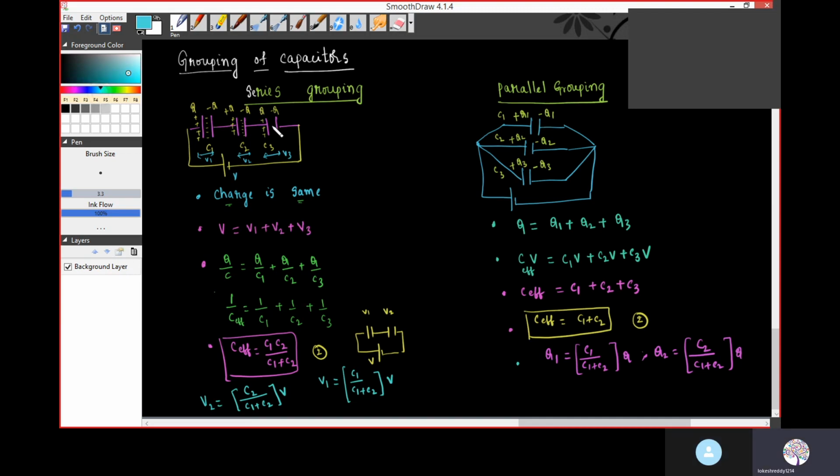Now if n identical capacitors are connected, then C equivalent will be equal to C by N. If these were identical and connected in parallel, then C equivalent is equal to NC.